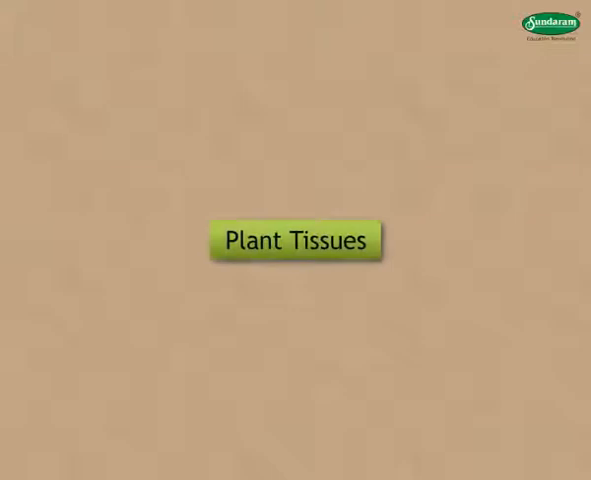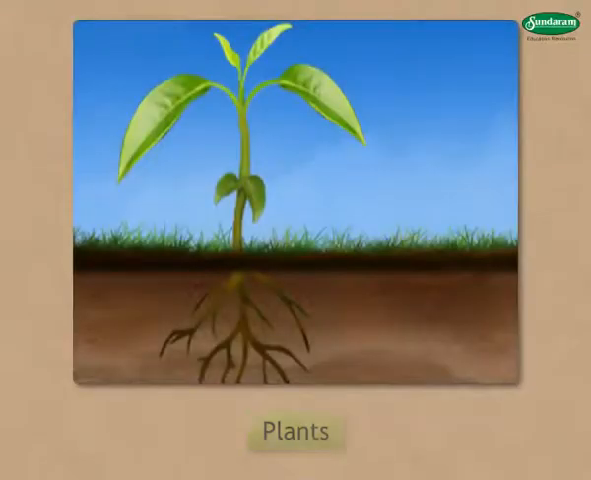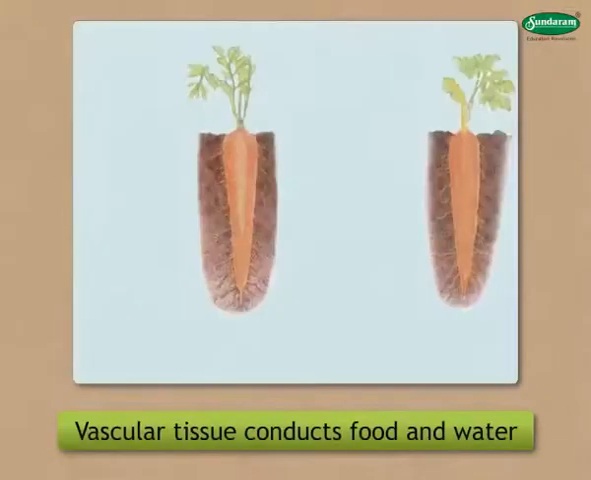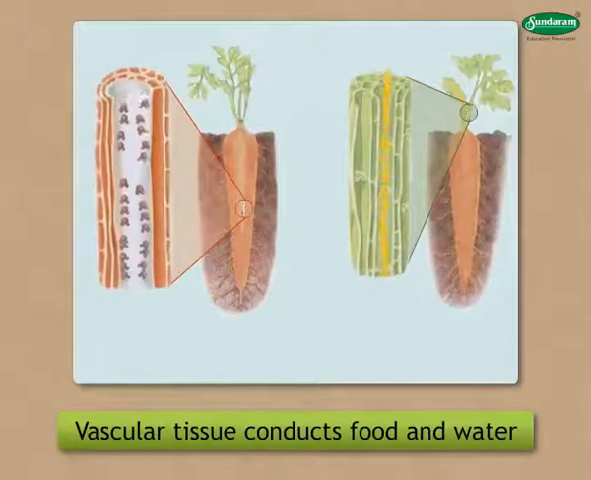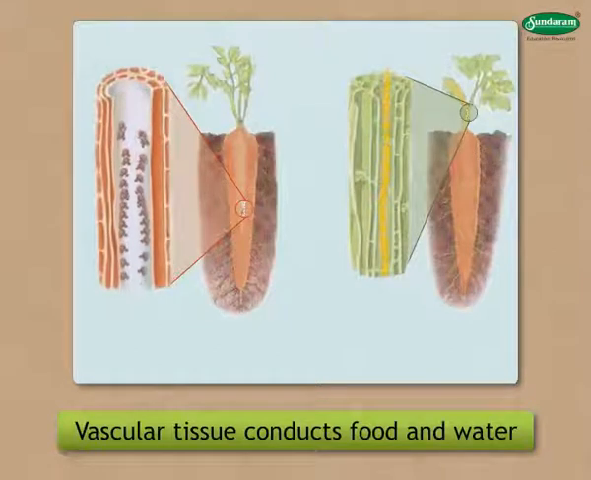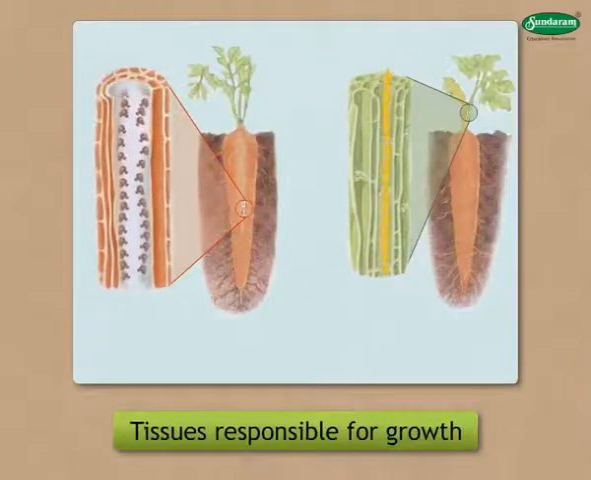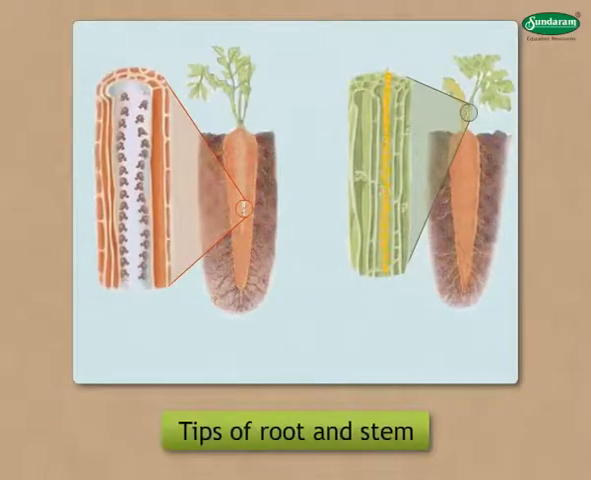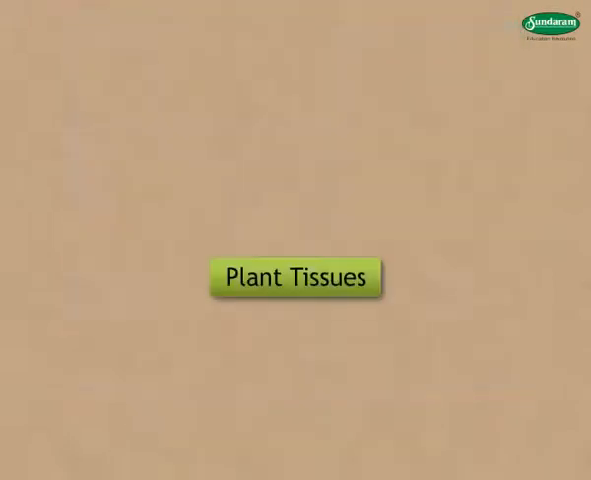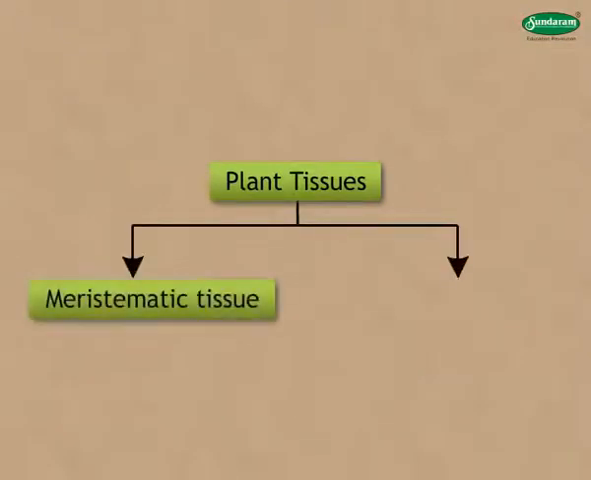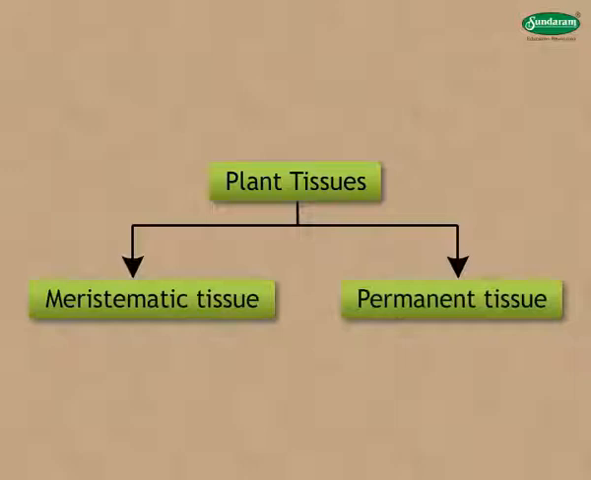Plant tissues. Plants are made up of a number of tissues that work together. Vascular tissue conducts food and water from one part of the plant to other parts. The tissues responsible for growth are located at the tips of the root and stem. Depending upon the dividing capacity of the cells, plant tissues can be classified as meristematic tissue and permanent tissue.